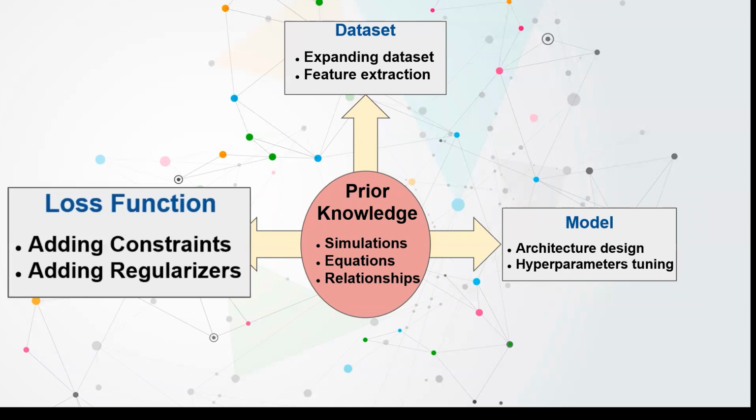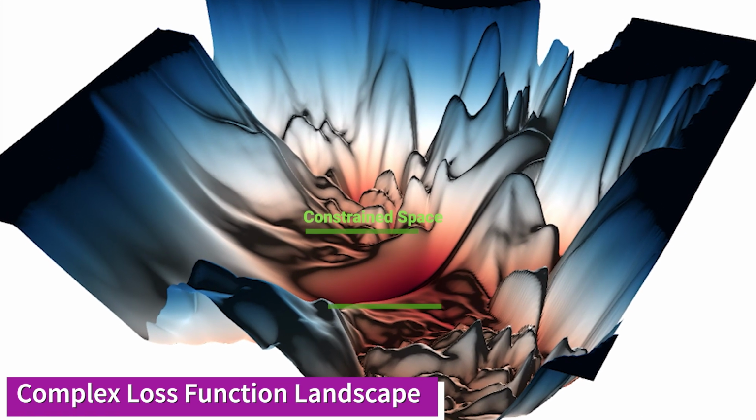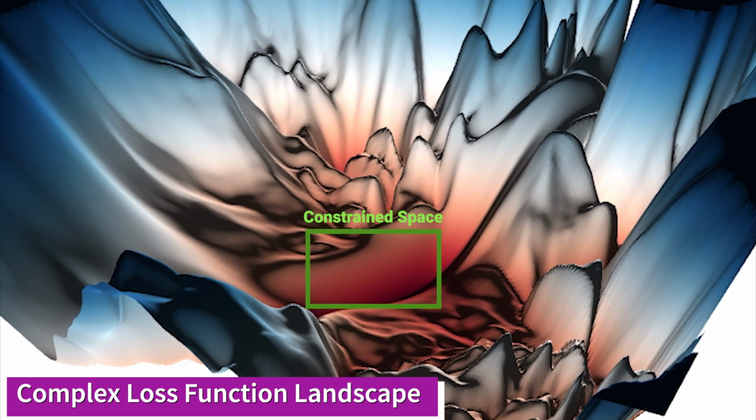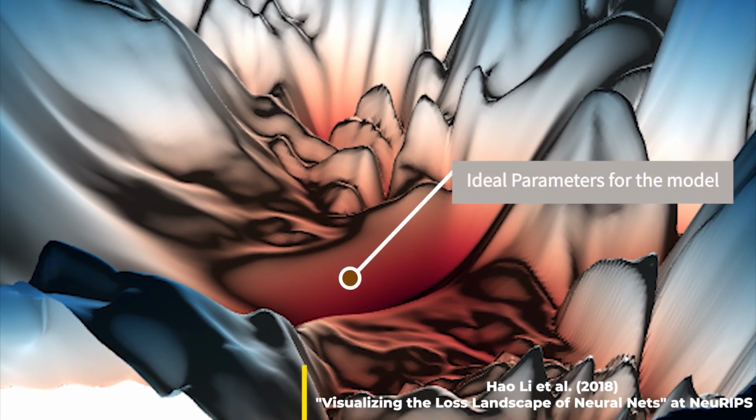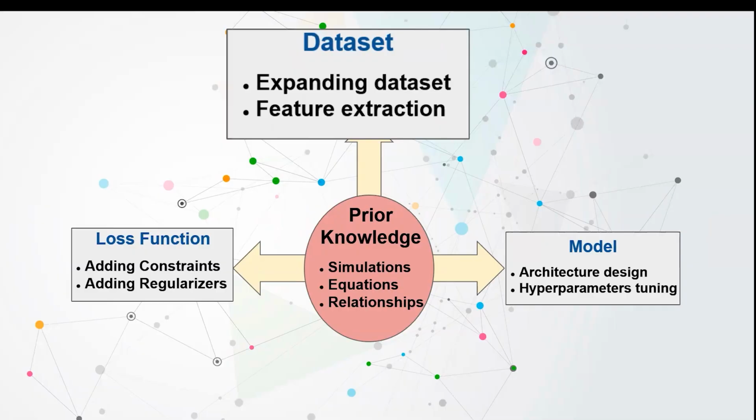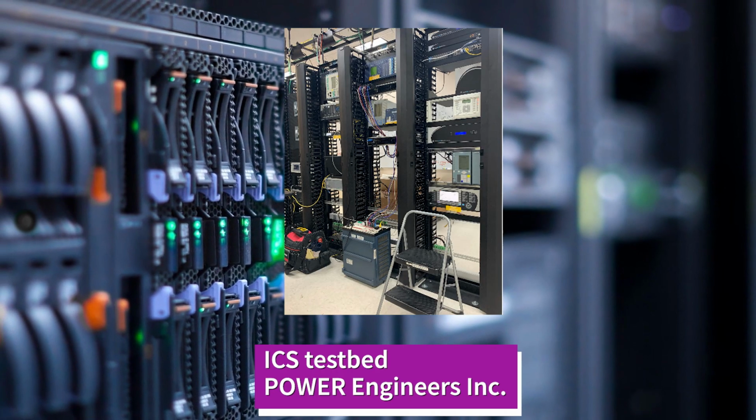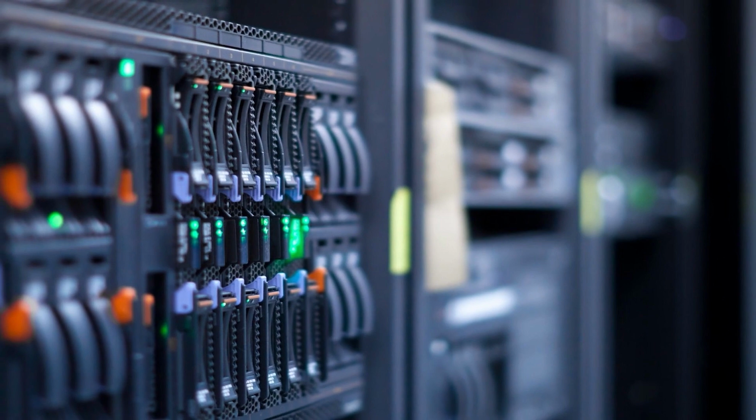The loss function is the main guidance of the optimization process, responsible for finding the parameters of the model. We can add additional constraints in order to help the model converge to a solution that is more likely to be relevant and accurate. Prior knowledge can be used to create test beds or simulations to produce diverse and extensive data sets for training.